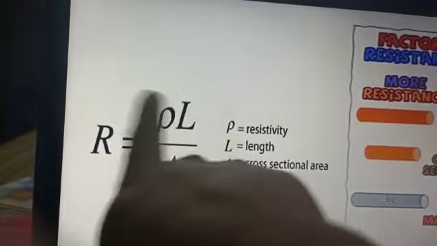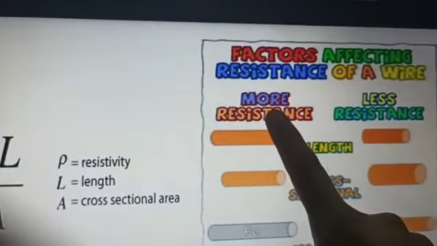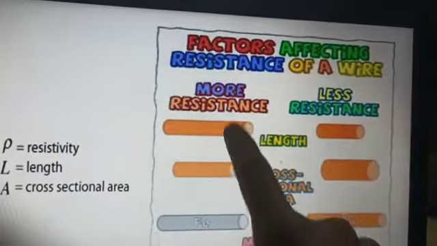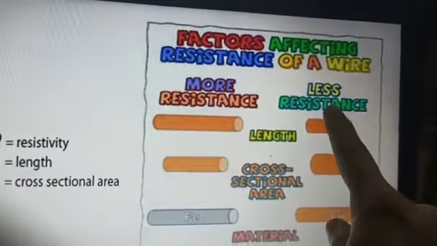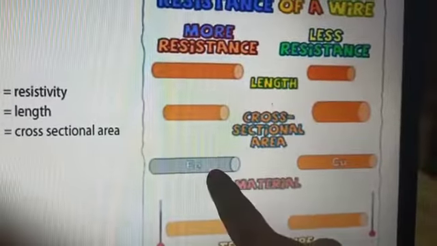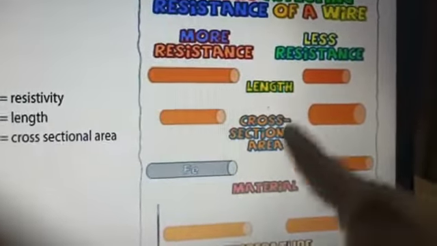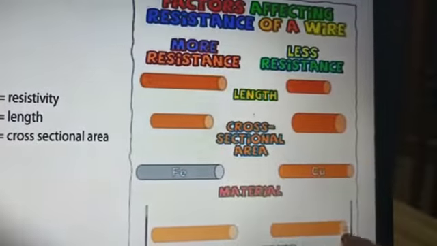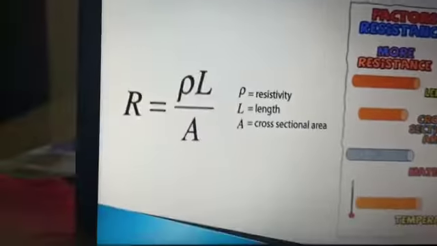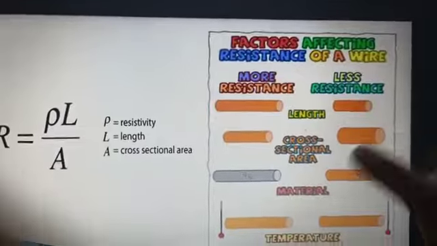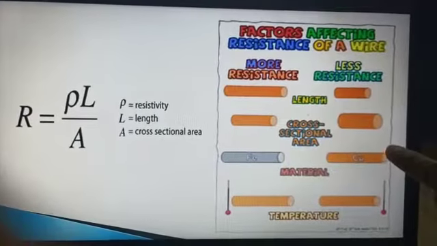Resistance and length of conductor are directly proportional to each other. So more length, more resistance, less length, less resistance. Less area, more resistance, more area, less resistance. Opposite. Cross sectional area is opposite of resistance. Then material: iron, more resistance, copper, less resistance. Temperature: more the temperature, more the resistance, lesser the temperature, lesser the resistance. So these are the 4 conditions on which resistance depends. It's a very interesting way to remember it, so you can pause and make note of this slide.